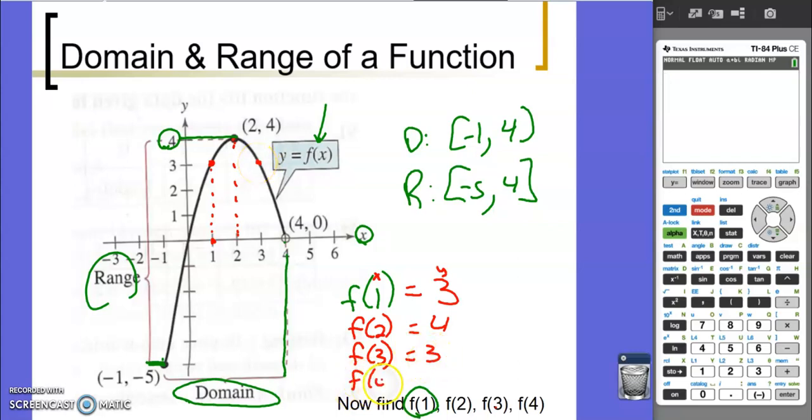And f of 4, so go to f of 4. And again, notice right here at f of 4, the function is actually not defined because it's an open circle. So it is actually not a defined number right there because you have the point 0, 4, but it's an open circle, so it has no y value at that point. So you would literally just not put a value or say it's undefined at that point.